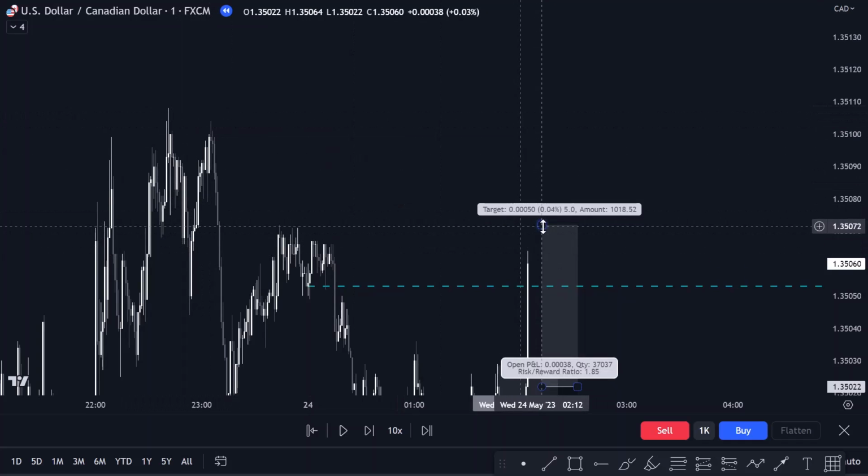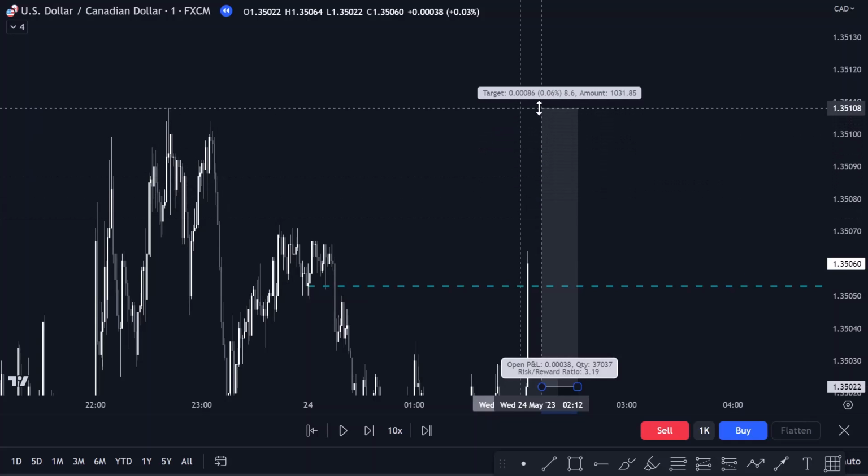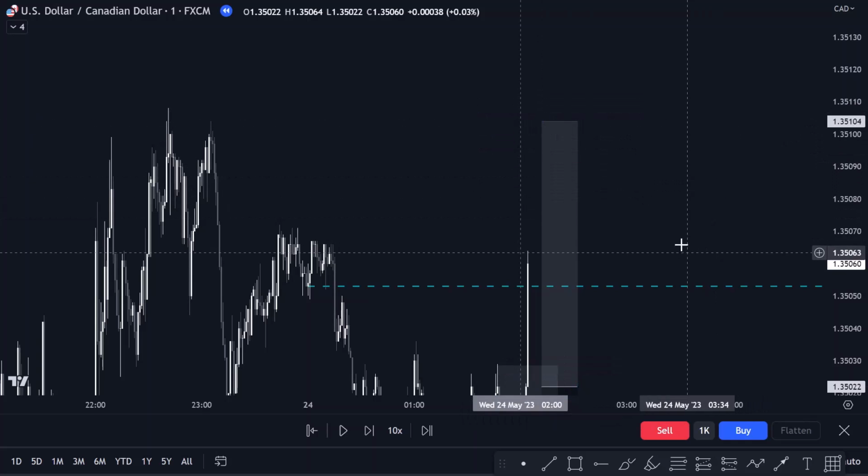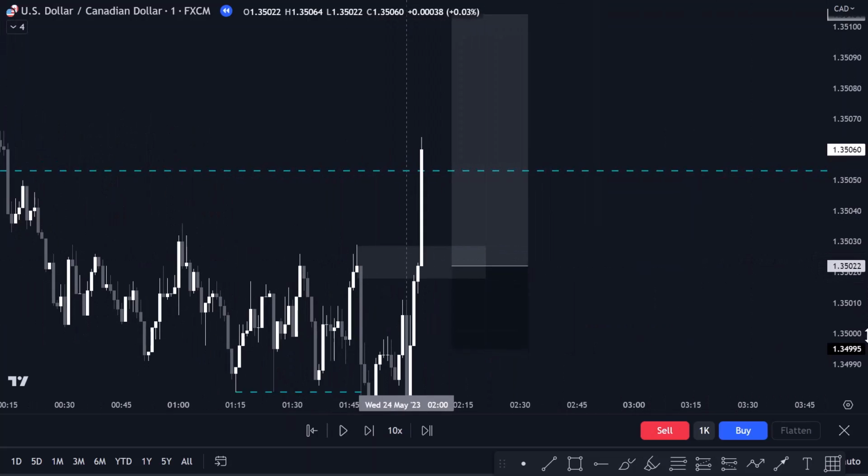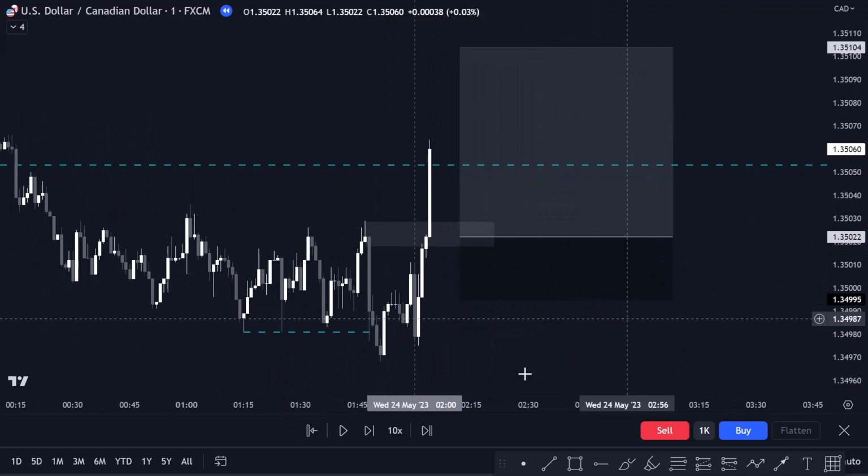So this is 1.85. This is not good. I'll go all the way here or somewhere in here. This is 3 to 1. So that's what I'm looking for, right? 3 to 1. Now let's see how this plays out.